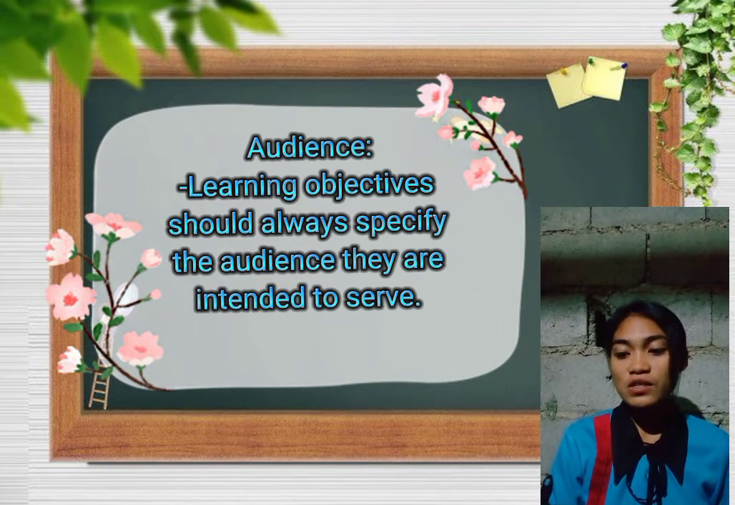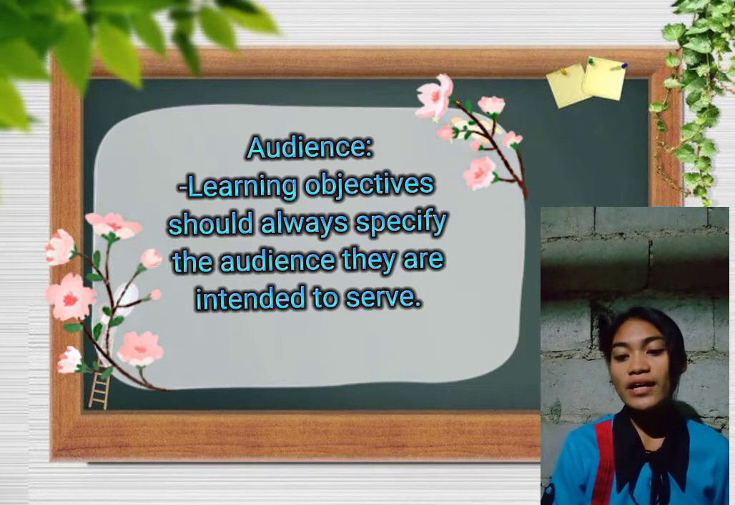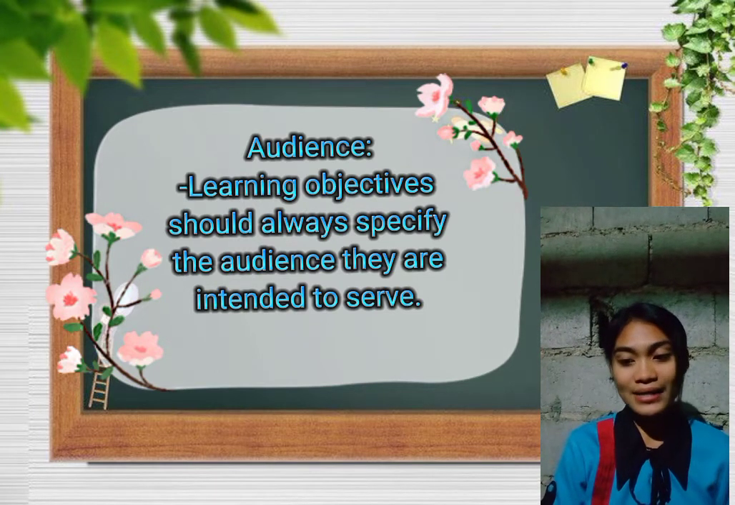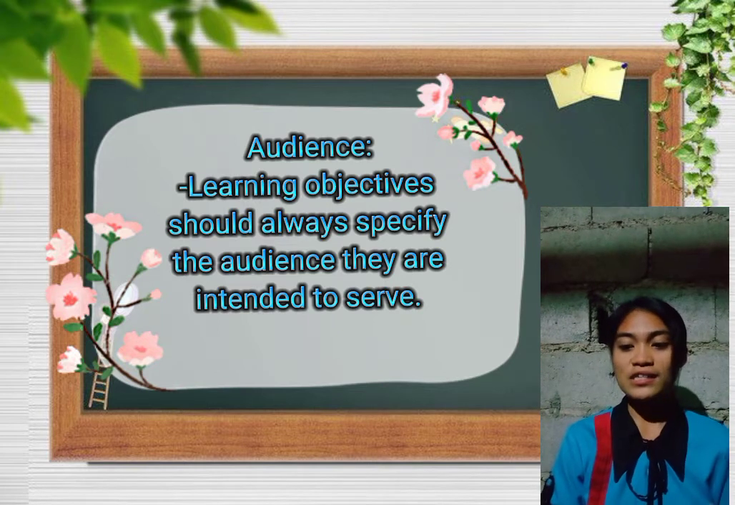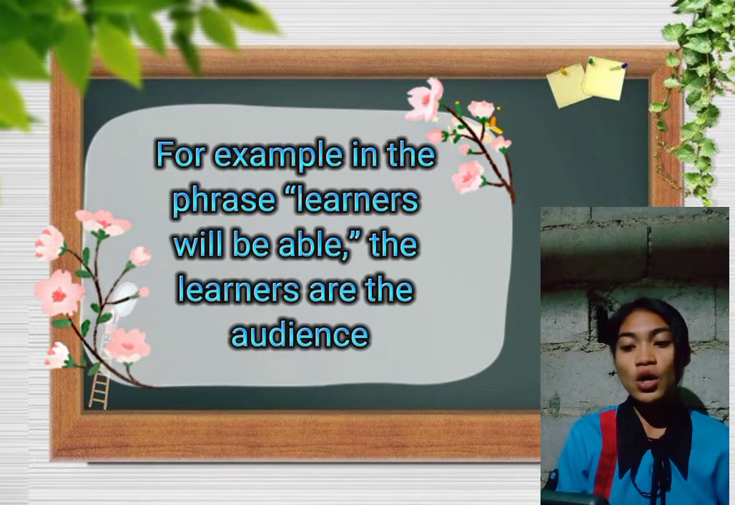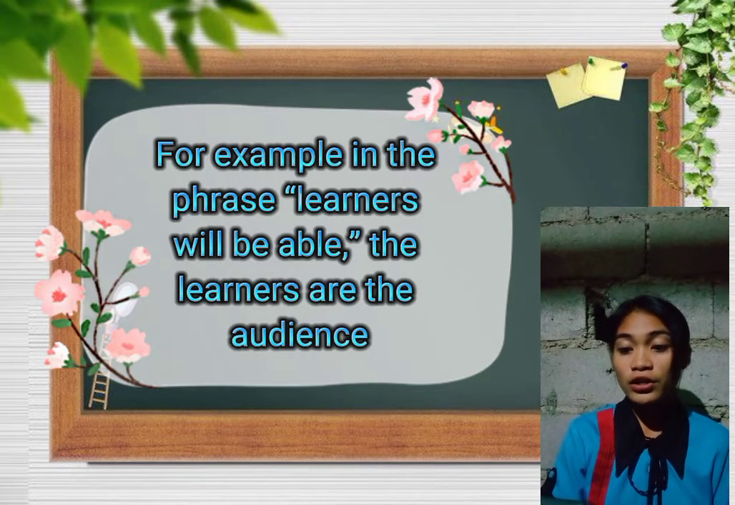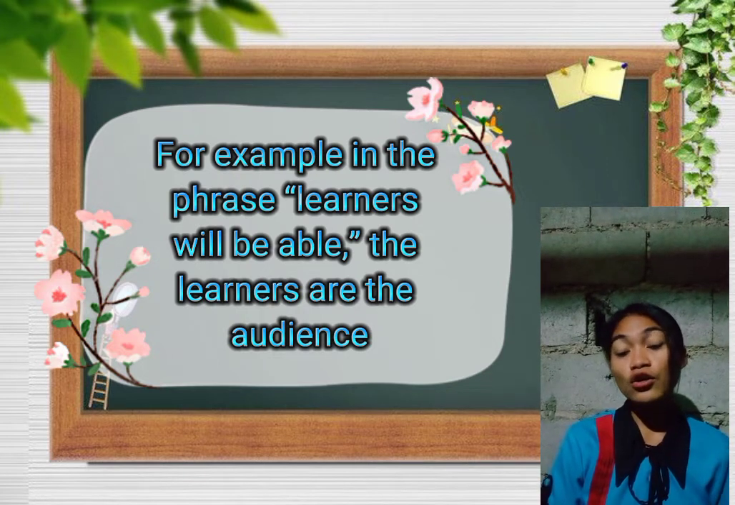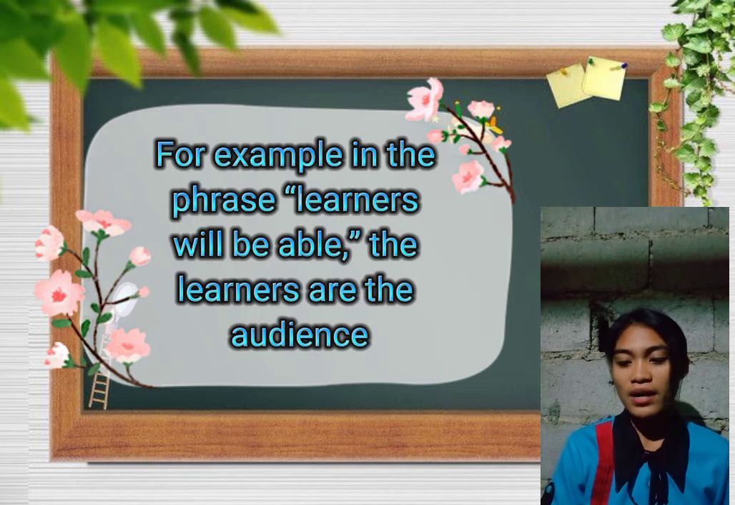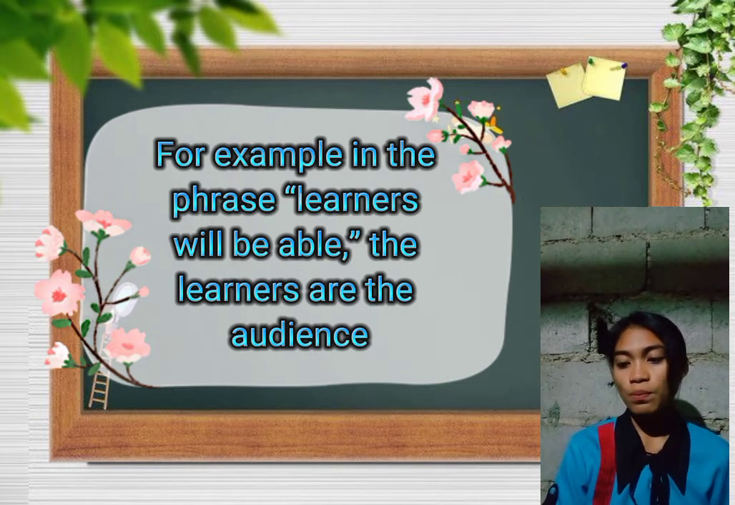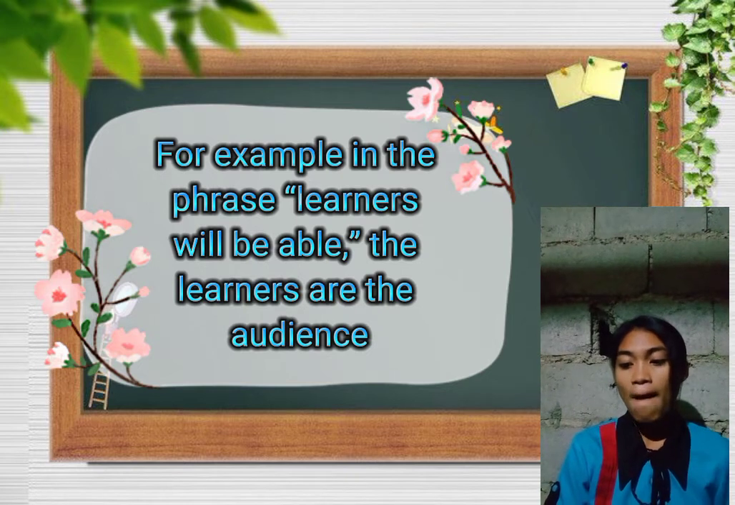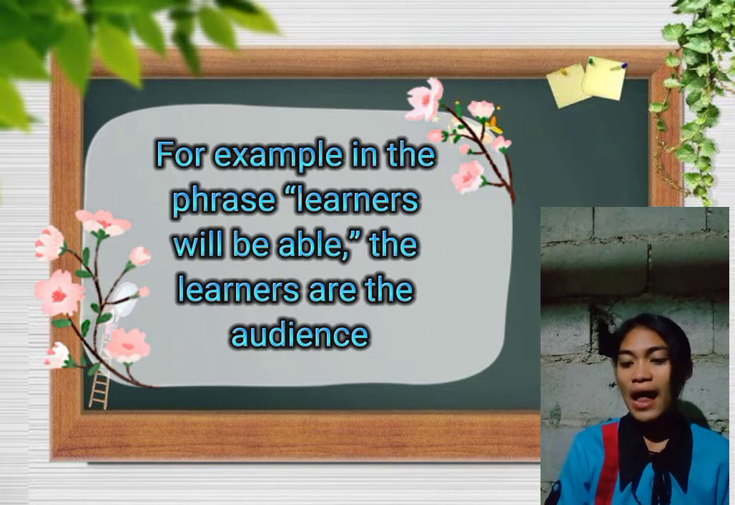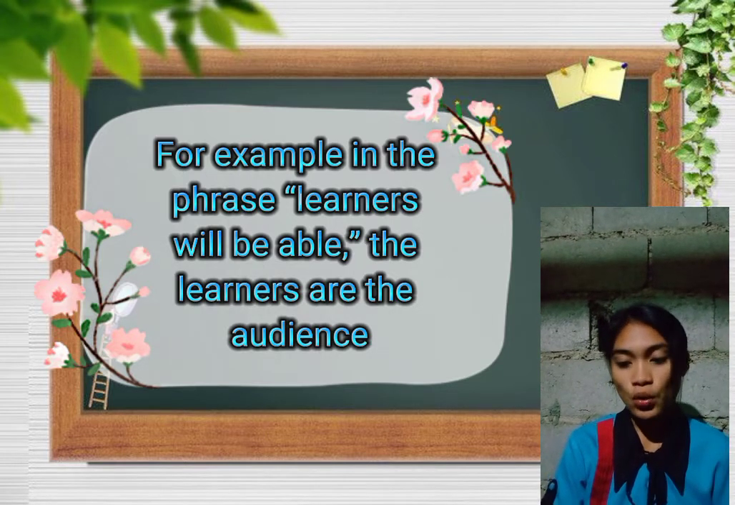Audience: learning objectives should always specify the audience they are intended to serve. The audience are the participants in a training program. For example, in the phrase "learners will be able," the learners are the audience. Although there may be different groups of participants in a training program, such as learners, instructors, supervisors, and facilitators, you should describe the exact intended audience. This helps in making the objectives measurable.